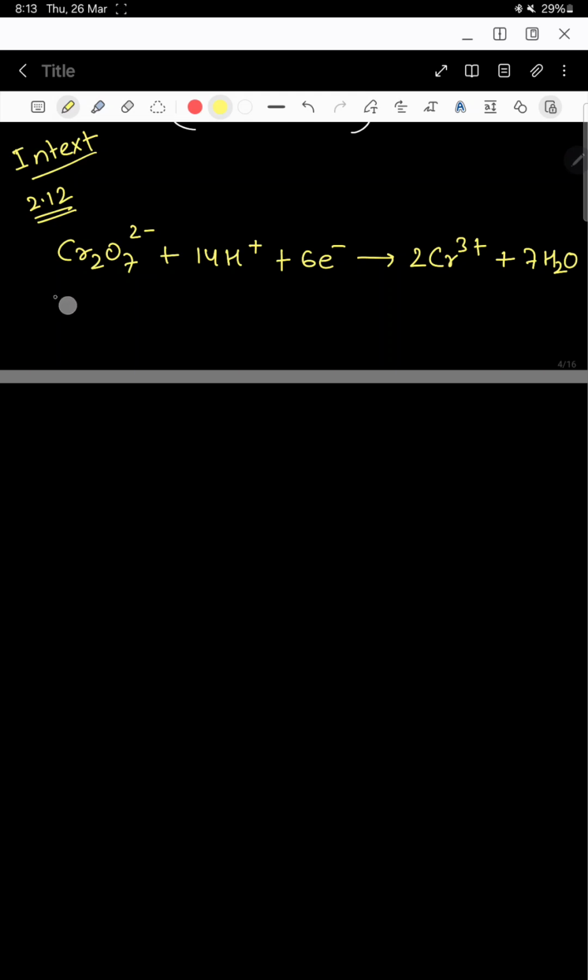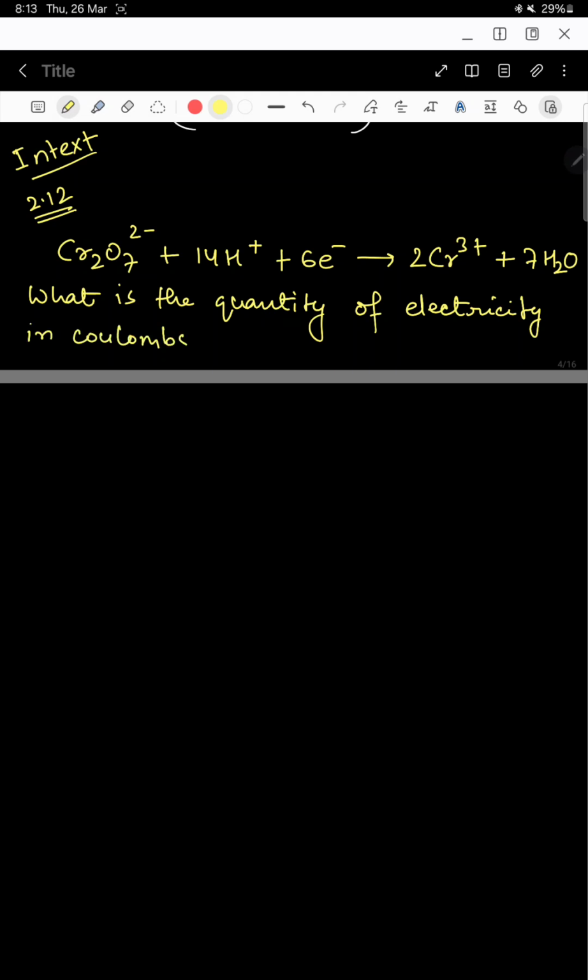So what is the quantity of electricity in coulombs needed to reduce 1 mole of dichromate, right? So this is the question.